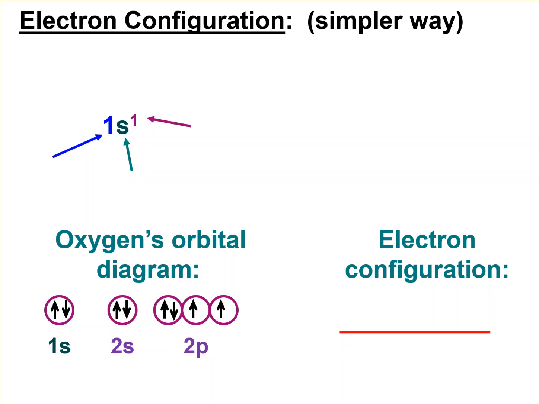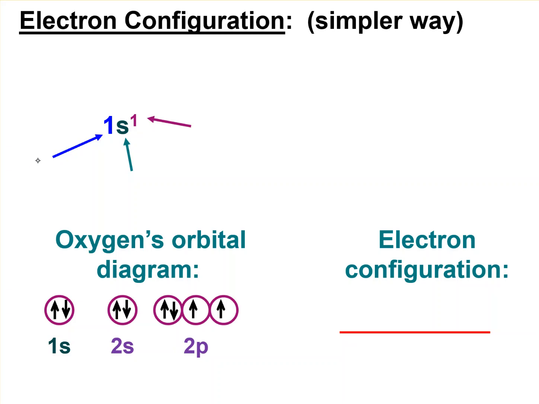Now we're going to look at another way to show where the electrons are. And this way, instead of being called an orbital diagram, this one is generally just called an electron configuration. This is a really simple one here, hydrogen's, just to show you what the numbers are for.